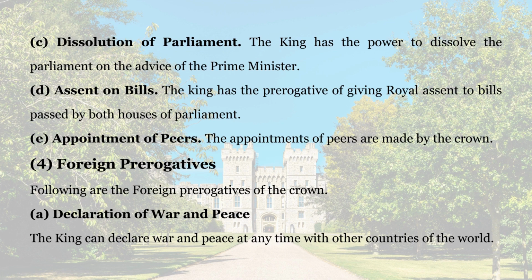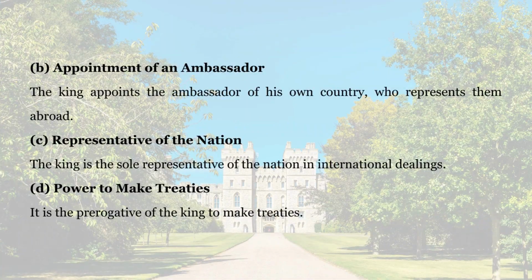4. Foreign prerogatives. Following are the foreign prerogatives of the Crown. A. Declaration of war and peace. The king can declare war and peace at any time with other countries of the world. B. Appointment of an ambassador. The king appoints the ambassador of his own country, who represents them abroad. C. Representative of the nation. The king is the sole representative of the nation in international dealings. D. Power to make treaties. It is the prerogative of the king to make treaties.